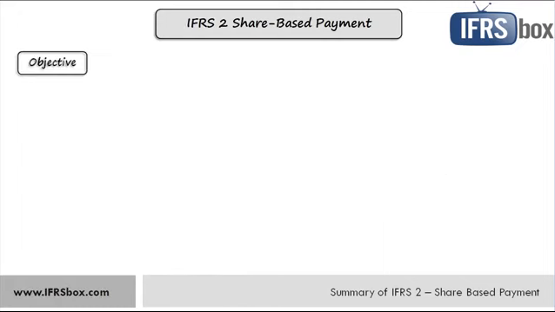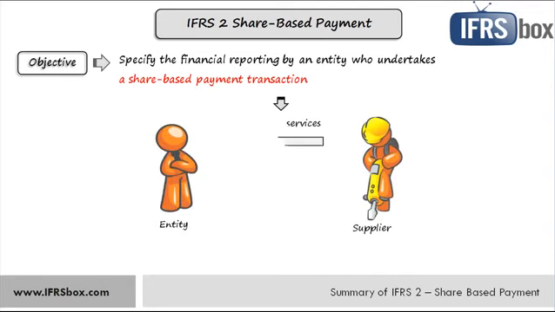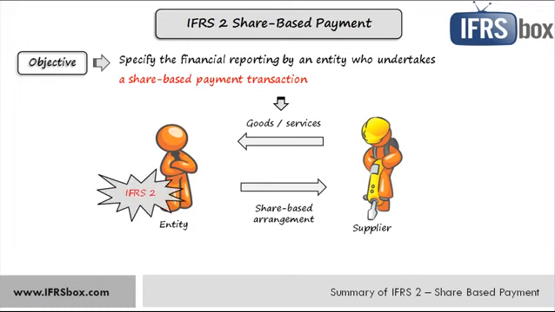The objective of IFRS 2 is to specify the financial reporting by an entity when it undertakes a share-based payment transaction, so the entity shall reflect the effect of this transaction in its profit or loss or statement of financial position. So what is a share-based payment transaction? Well, it is a transaction in which the entity receives goods or services from the suppliers of those goods or services, including an employee, in a share-based payment arrangement, and we'll define it in a minute. So if this is the case, then the entity must apply IFRS 2 for reporting this share-based arrangement.